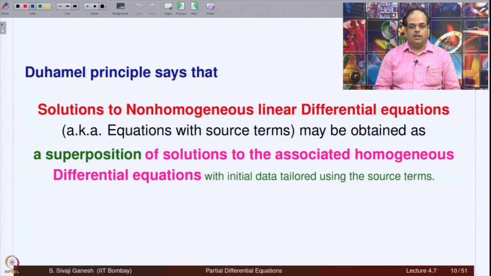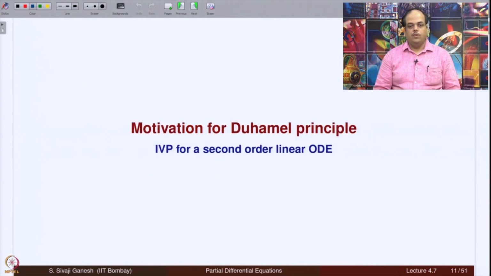Of course, the initial data will be tailored using the source terms, because after all we want to solve the non-homogeneous equation, which means the source term is given to us. So, we have to use that and manufacture these homogeneous differential equations and the corresponding Cauchy problem; essentially the initial data will be tailored using the source terms. Okay, we will give the motivation for Duhamel principle using the initial value problem for a second order linear ODE.